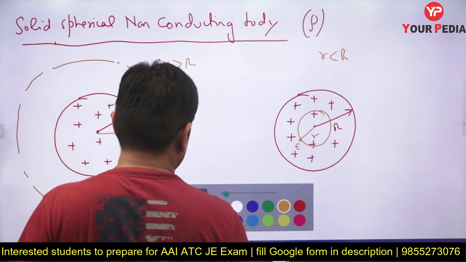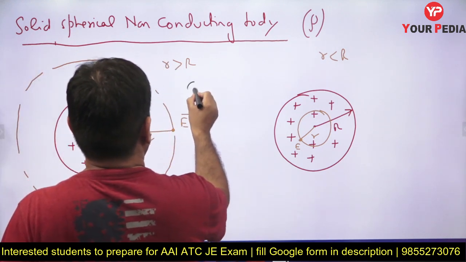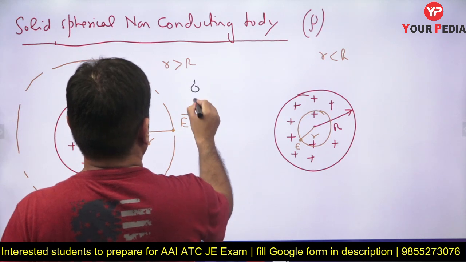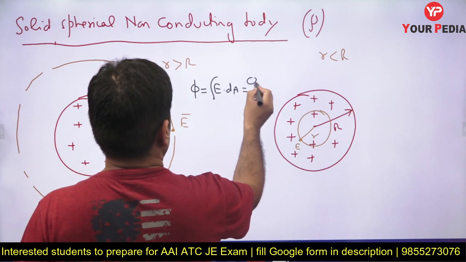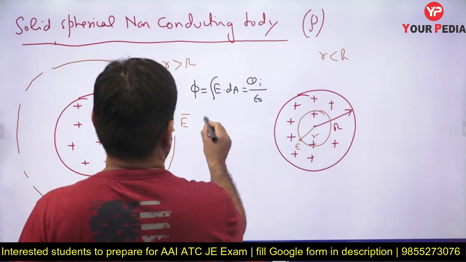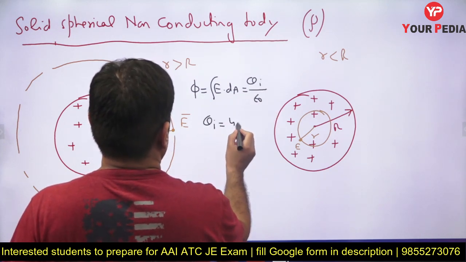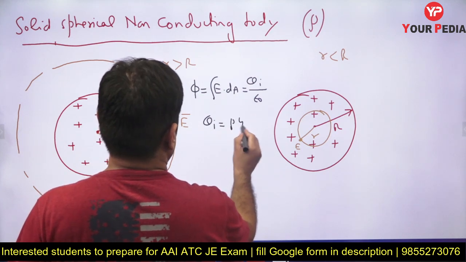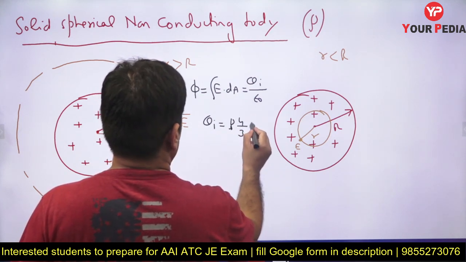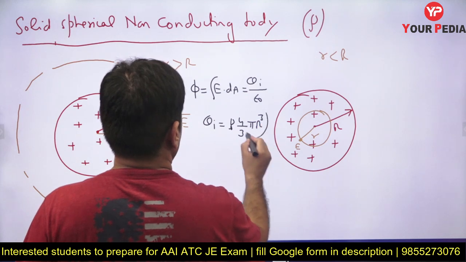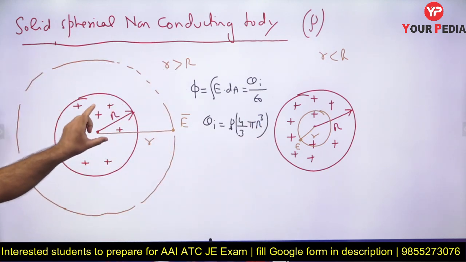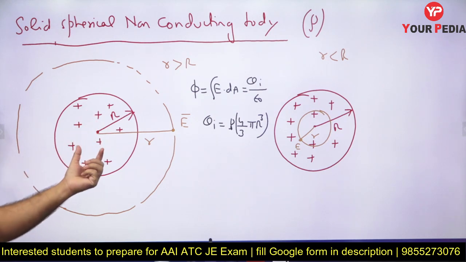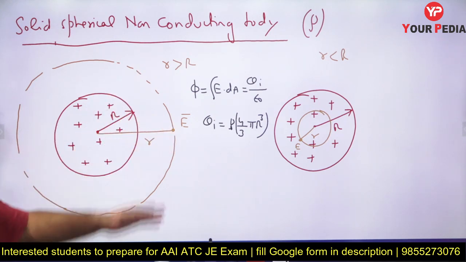The formula we know is this: flux phi, E dot dA, is equal to Q in over epsilon naught. What is Q in? Rho into 4/3 pi r cube. The charge inside is this. What is the volume of this? 4/3 pi capital R cube, and rho is the volume charge density. So the total charge is this.